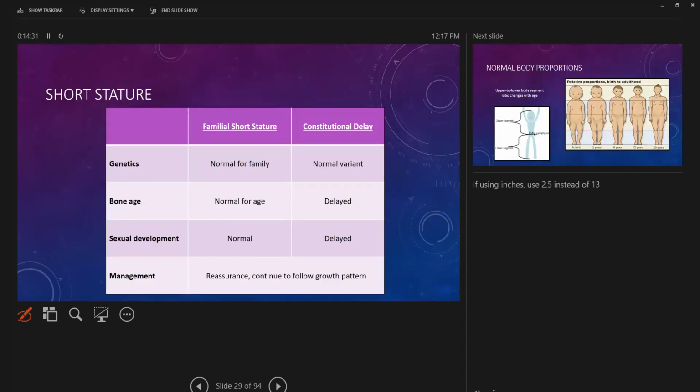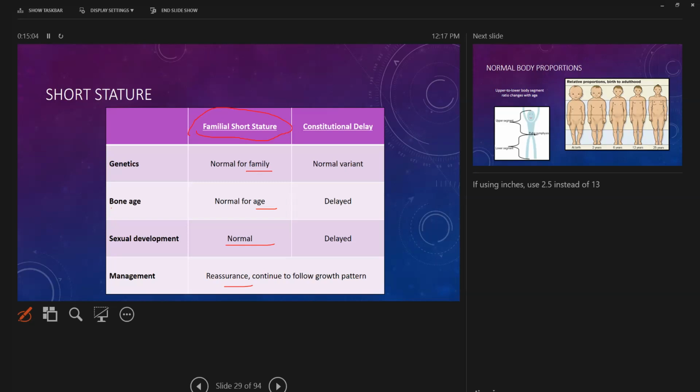So short stature, we just need to differentiate if it's genetic, is there something going on with the bones, is it a sexual developmental problem, or just how to manage this. So if it's familial short stature, it's going to be normal for the family, right? The name kind of suggests that. And their bone age is going to be normal for their age. If it's familial short stature, then their sexual development will be normal, and we can just provide some reassurance.